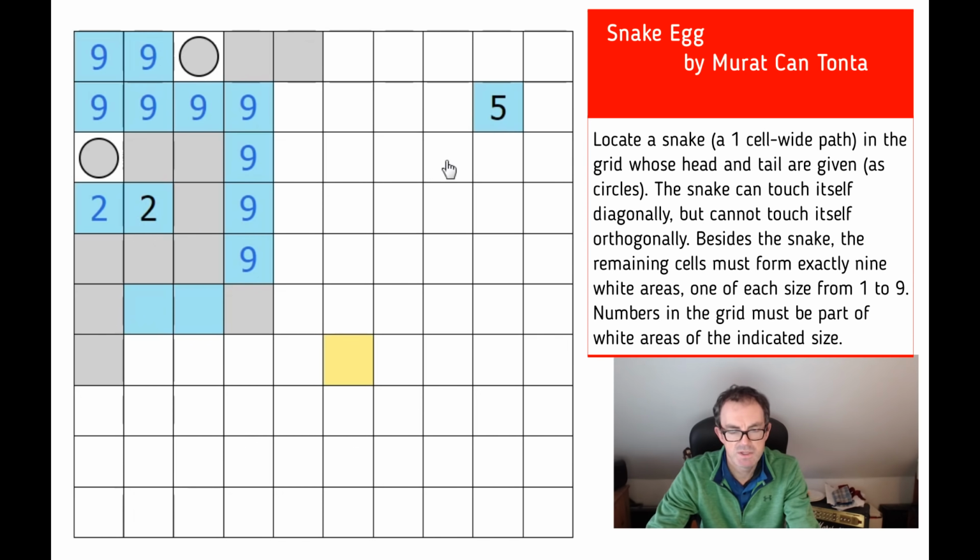Good grief. I mean, this is just really, really clever, isn't it? Now, we've bounded the 9 region. Again, all orthogonal squares must be snake. This is a corner that is not an end, so it's got to come in and out of this square, so it must do that. Can't turn back on itself, so that's got to be blue.